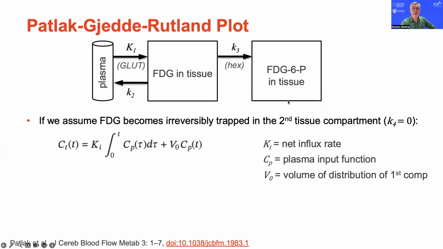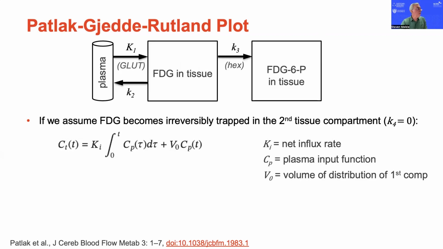Now, it's worth pointing out that with this Patlak method, it doesn't have to be a 2-tissue compartment. It could be 3 or 4 or 100. All that matters is that the very last, the terminal tissue compartment, has a 0 reverse rate constant. So eventually the tracer will get trapped in the terminal compartment. But in the case of FDG, we usually just describe it in terms of the 2-tissue compartment model, and there's a 0 K4.